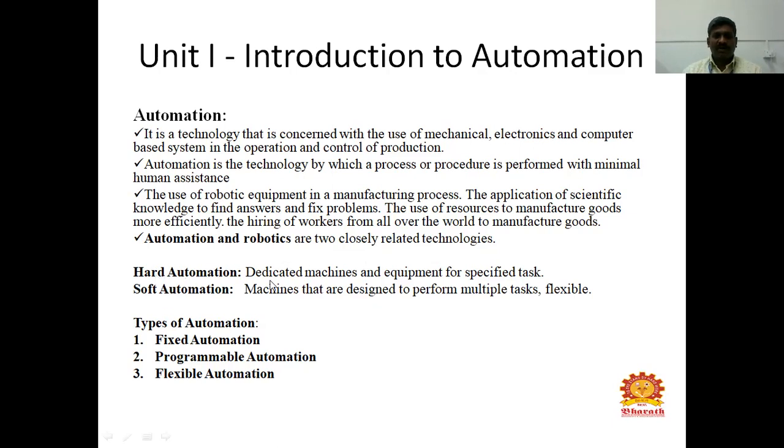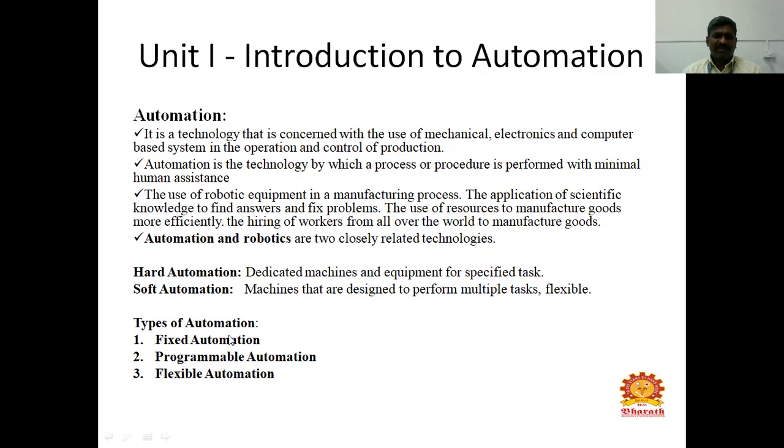What is hard automation? Hard automation is dedicated machines and equipment for a specified task. A machine is working for only one task or a few tasks. So dedicated machines, that is called hard automation. And soft automation is where machines are designed to perform multiple tasks. That means a machine is used for several tasks. That is called soft automation. So there are two kinds: soft automation and hard automation.